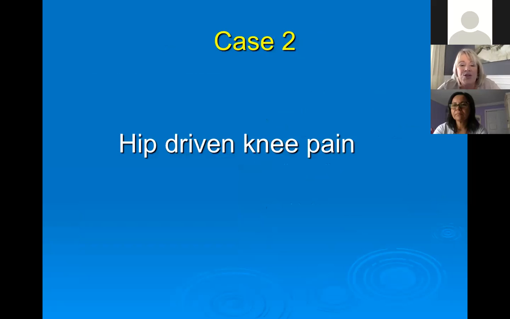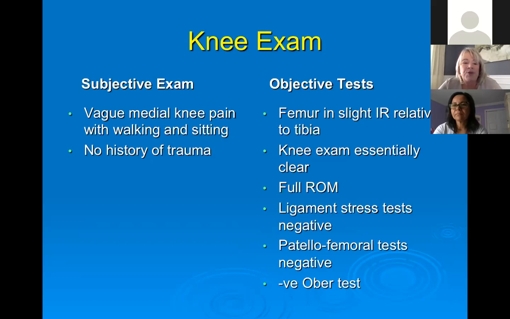Okay, case 2 is a hip-driven knee pain. So not all knee pain comes from the knee. This is an example of where you can use the concepts of the fascia in regards to the hip that might be influencing the knee. So here's an example. Subjective: vague medial knee pain with walking and sitting. No history of trauma, so you're not looking at any ACL or MCL type of problems here.